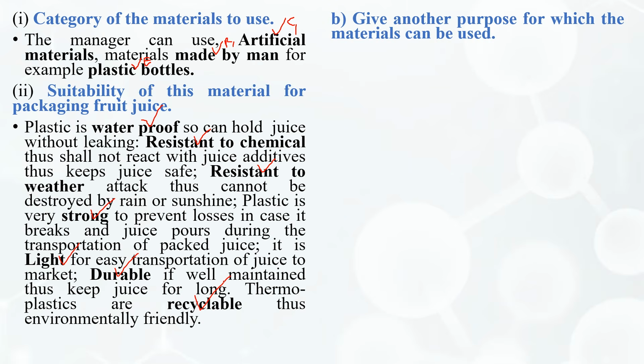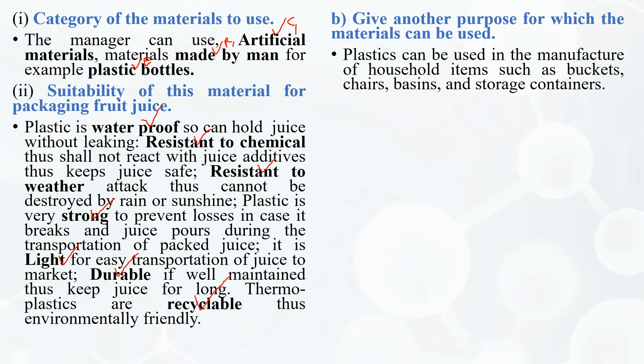It was asking, give another purpose for which the material can be used. So we give another importance of plastic bottle. Here it is. Plastic bottles can be used in the manufacture of household items such as buckets, chairs, basins, and storage containers. These people want to use plastic bottles for their juice business, but you can use plastics also for making household items like buckets, chairs, basins, and many more.